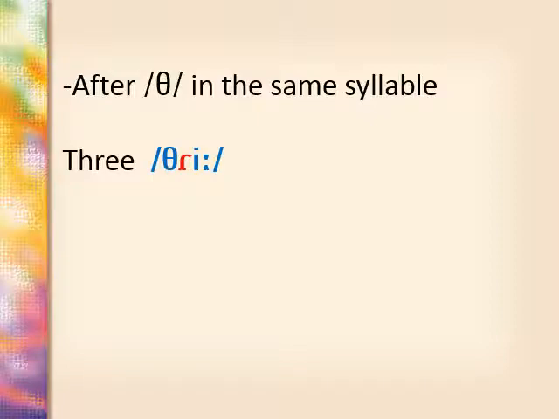Another possibility in which the flap R occurs is after the th sound, when it is in the same syllable together with the R. For example, in the word three, you do not say the approximant R, yes? Three.